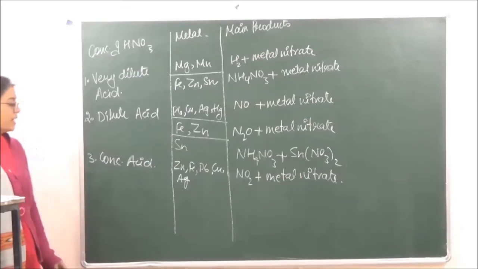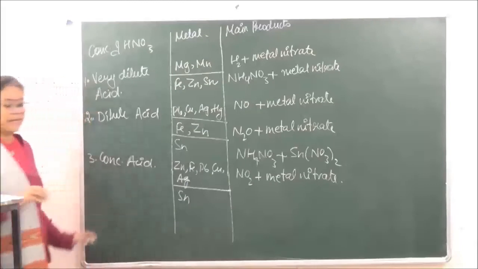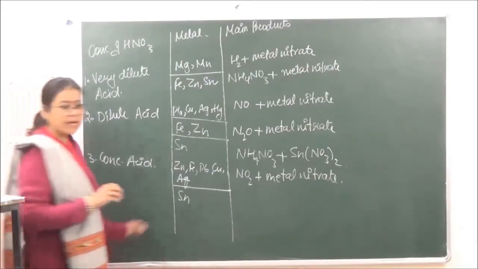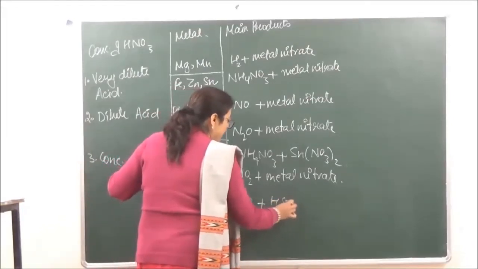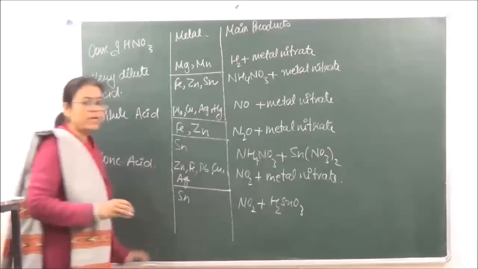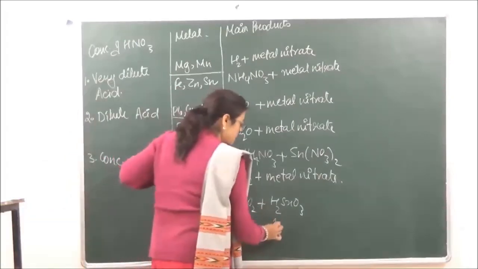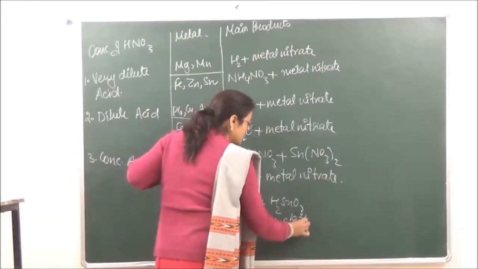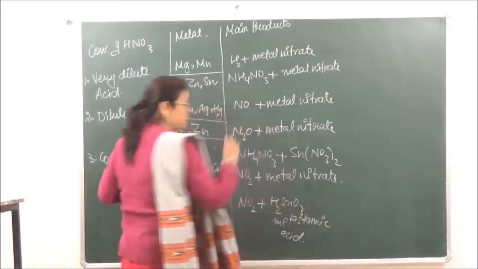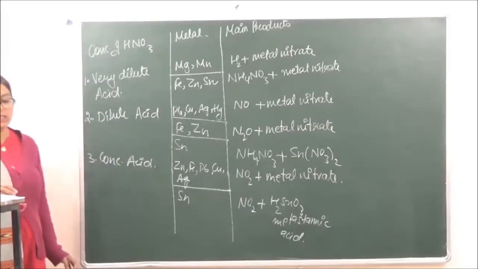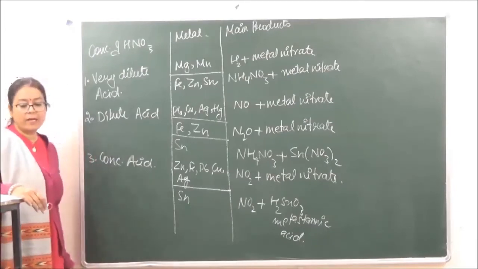Okay? And if we are doing this reaction with tin, then with tin we are going to get nitrogen dioxide plus H2SnO3. This is metastannic acid. Okay? So this is a summary of all the reactions while we are reacting it with different metals and with different kinds of acids.